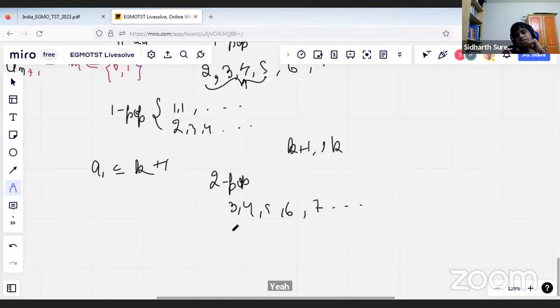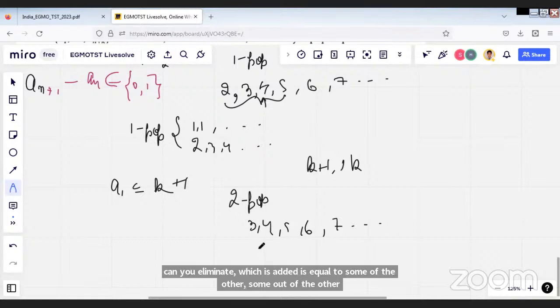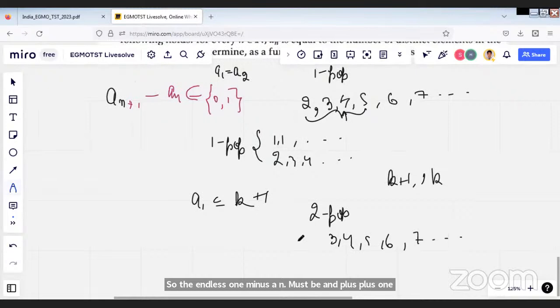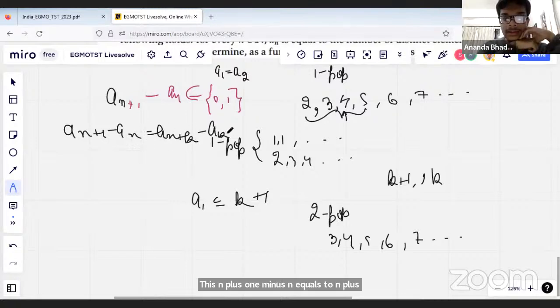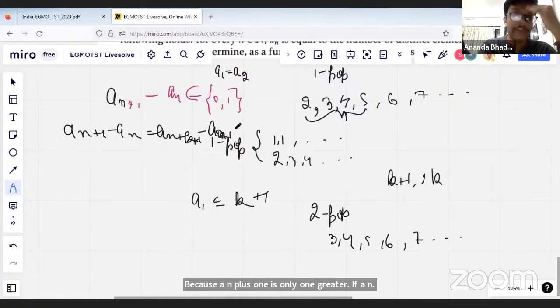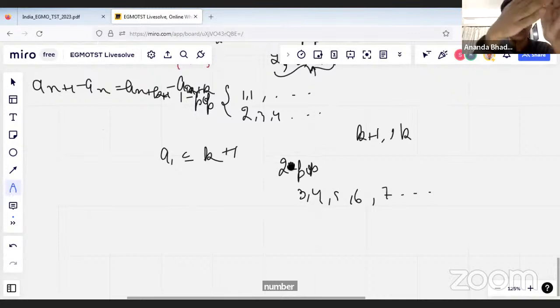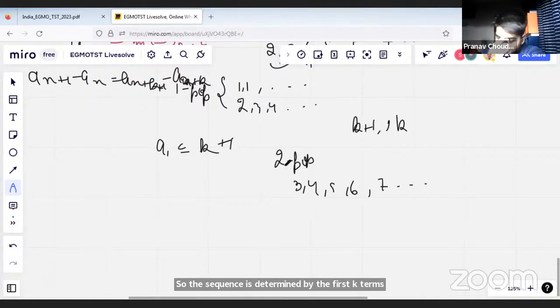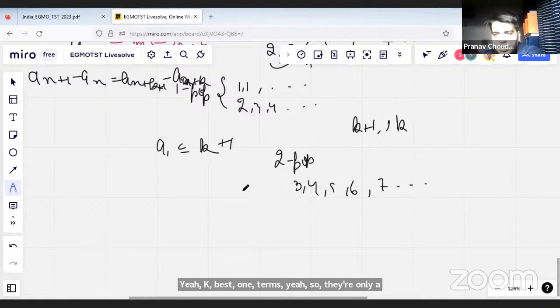If there's a 0, that means the element is the same as the last one, right? The new element which is added is equal to some of the earlier ones. So a(n+1) minus a(n) must equal a(n+k+1) minus a(n+k). Because if a(n+k+1) is a new number, it must be 1 greater than the previous number. So the sequence is determined by the first k plus 1 terms, so there are only finitely many sequences. That makes sense. There can be k plus 1 to the power k plus 1 sequences at max. That is a very big bound.